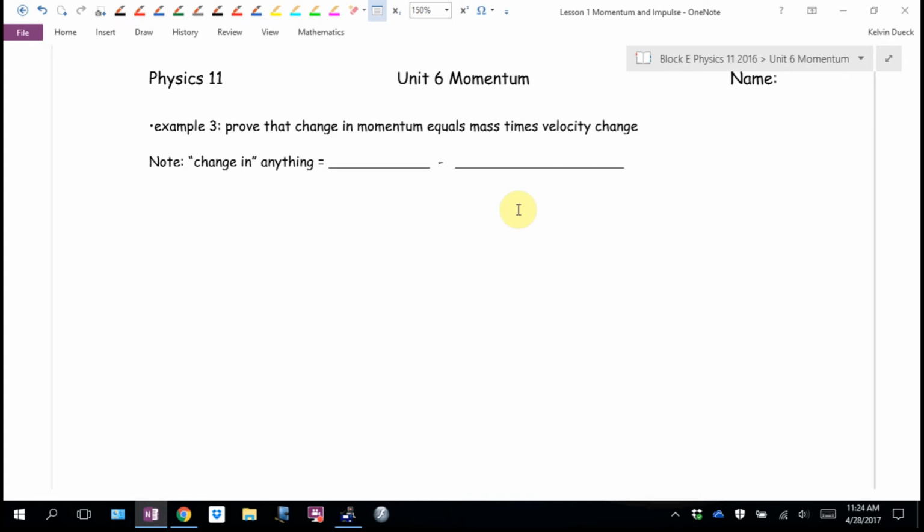Just as important, key concept number 2 is change in momentum. So example 3 says, prove that change in momentum equals mass times velocity change. We're going to do a proof. First of all, you should put a star next to this. This is going to become hugely important. Does anybody know, whenever I say change in, what's change in anything? What mathematical operation does it want me to do? More specific. What minus what? Nope. Close, though.